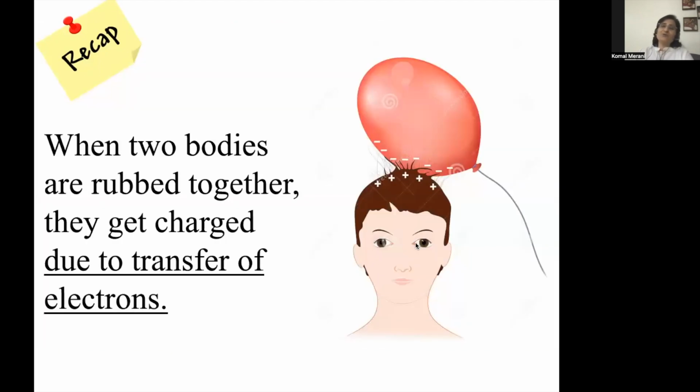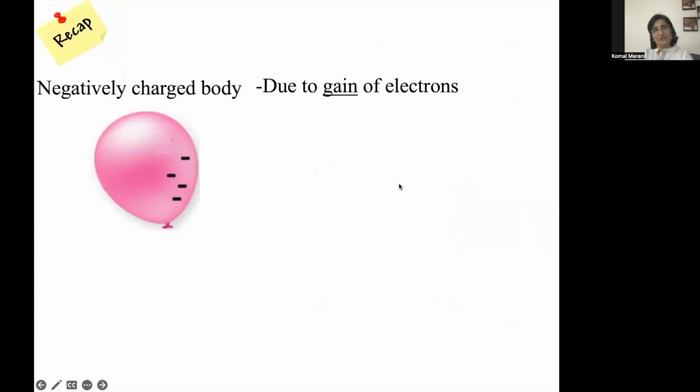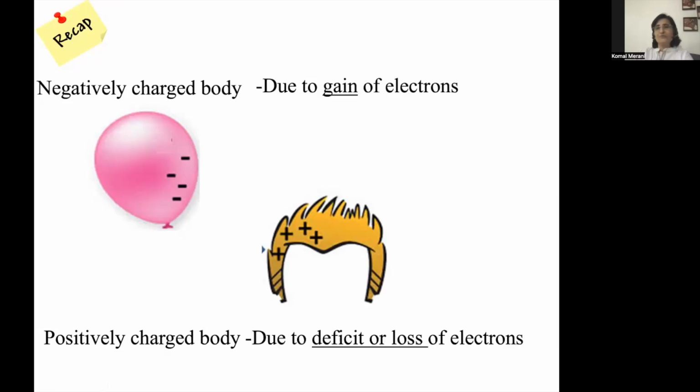Yes, I'm sure you remember the chapter static electricity. So, when two bodies are rubbed, they get charged. You can see the electrons from the hair have got transferred to the balloon. Thereby, the balloon has become negatively charged because of gain of electrons, and the hair is positively charged because of deficit of electrons. It has nothing to do with protons.